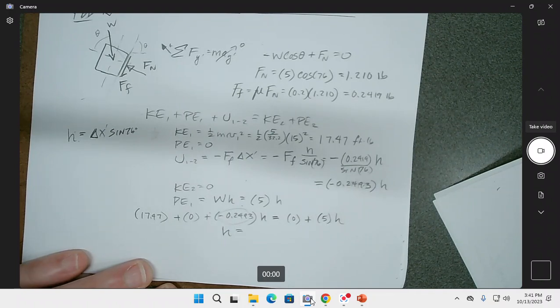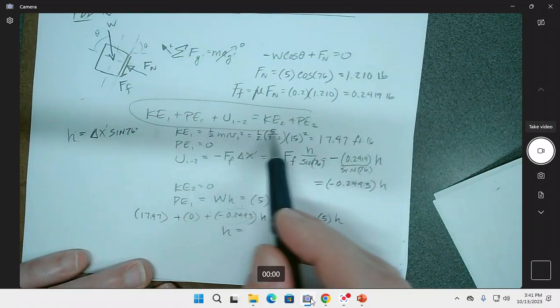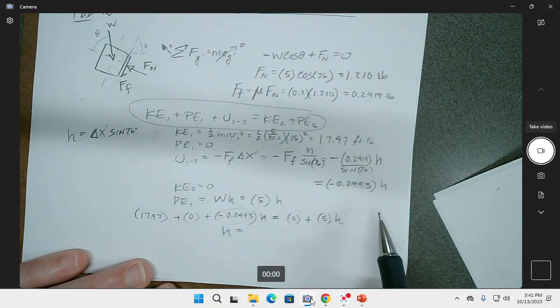Well, I couldn't figure out why you had your work as negative, because I just put it on the other side of the equation, so it'd be positive. I couldn't figure out why you had that negative. Because you can go back to that. Yeah. Okay.